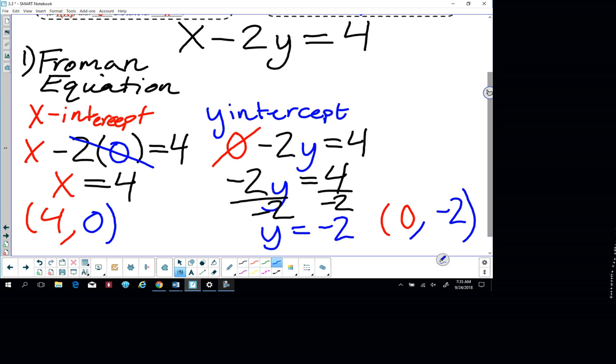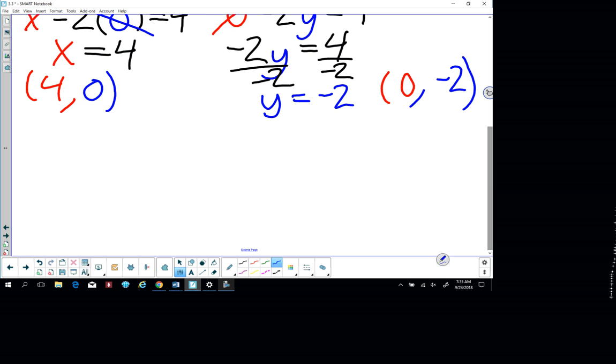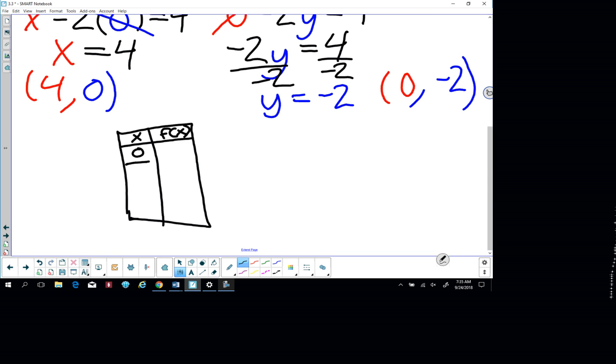Does that sort of make sense? You're just plugging in 0 for the opposite one. So as long as you remember which one it is, you'll be fine. Okay? All right, so the next thing we're going to do is identify it from a table. So here, we're going to draw a table that looks like this. We've got x and f of x, or y, right? They're doing the same thing. And you're going to write this table down.